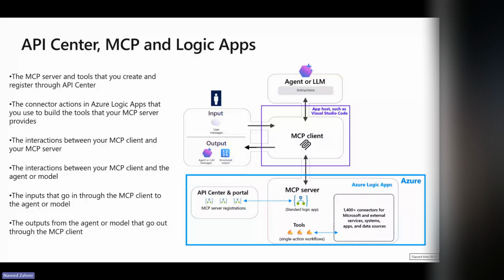Probably this is VS Code talking to, first of all, you have registered your MCP server in API Center, so it gets the URL, and then it talks to the MCP server. Then the MCP server, in the form of a logic app, is talking through the connector to that system, which can be, for example, SharePoint, Outlook, or ServiceNow for the complex system. That's how it works. Okay.